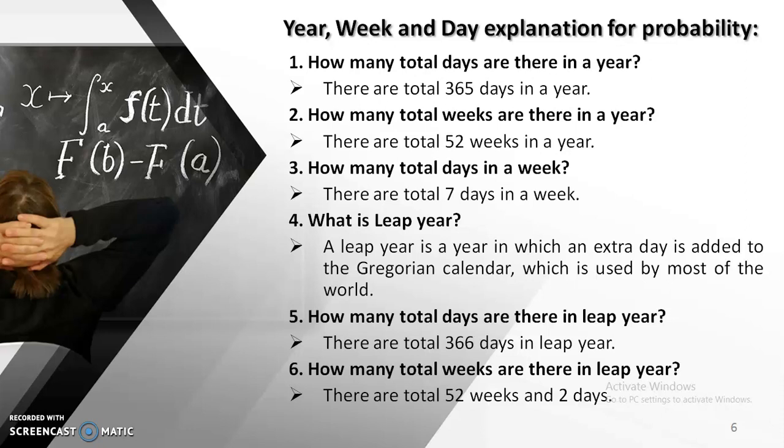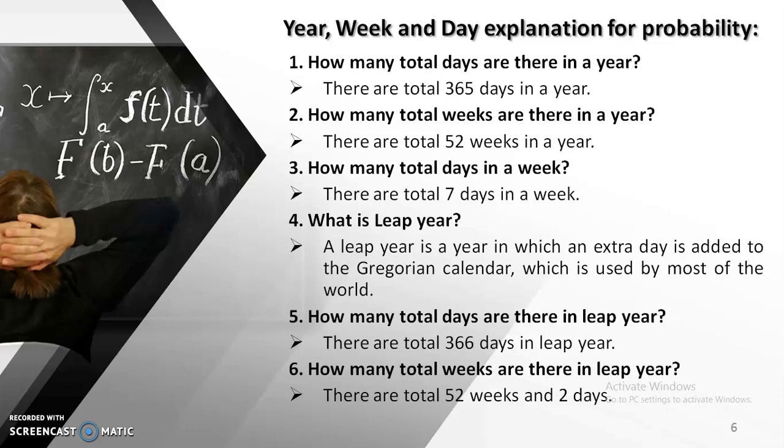It's year, week and day explanation for probability. First question, how many total days are there in a year? There are total 365 days in a year. Second, how many total weeks are there in a year? There are total 52 weeks in a year. Third, how many total days in a week? There are total 7 days in a week.